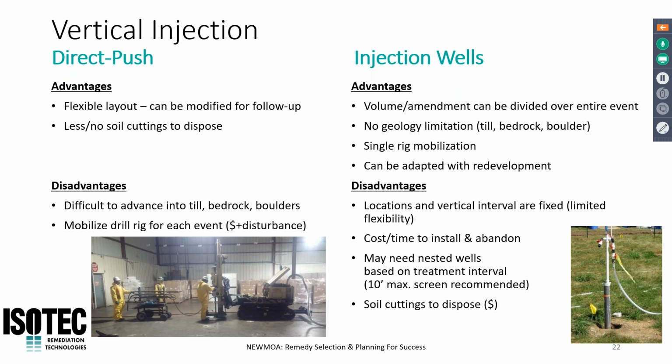If you've got a larger vertical interval, you may need nested wells or multi-level wells. Probably a 10-foot screen length is what I would recommend as maximum length. But again, that goes back to geology. If you have 2 feet of sand and then 2 feet of silt and then 2 feet of sand, and maybe all the contamination is in the silt, you definitely don't want to put in a 10-foot screen, because most of your amendment is going to go into the more permeable zones where your contaminant is not. So you want to adjust your direct push injection screens or your injection well screens based on your geology and based on your CSM.